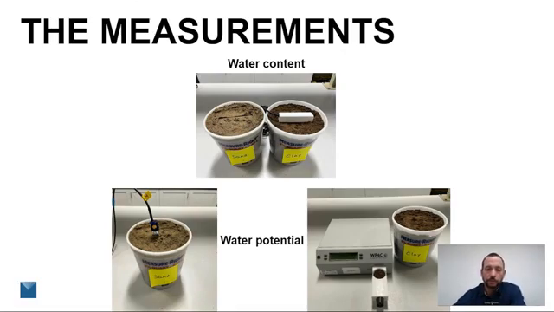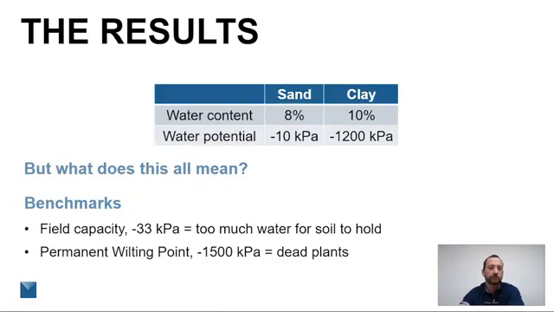And with those measurements in hand, we went about trying to answer the question of if the plants on these 2 soils would be water stressed or not. And here's what we found, the results. So the sand sitting at about 8% volumetric water content, and the clay a little bit higher, more water in the clay, so 10% volumetric water content. But pretty similar in terms of water content.